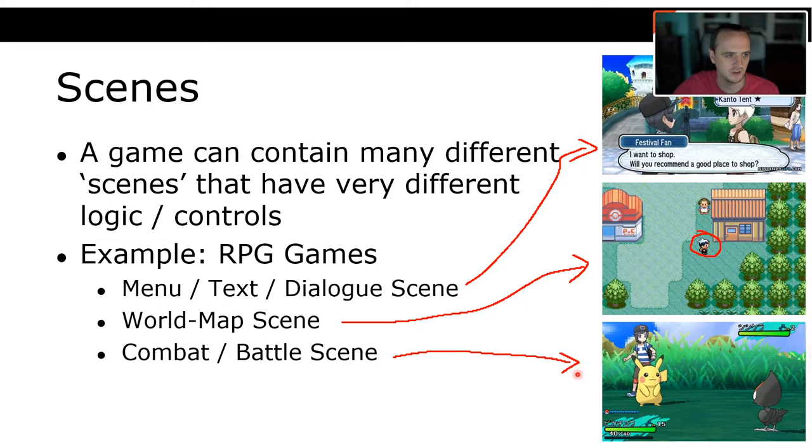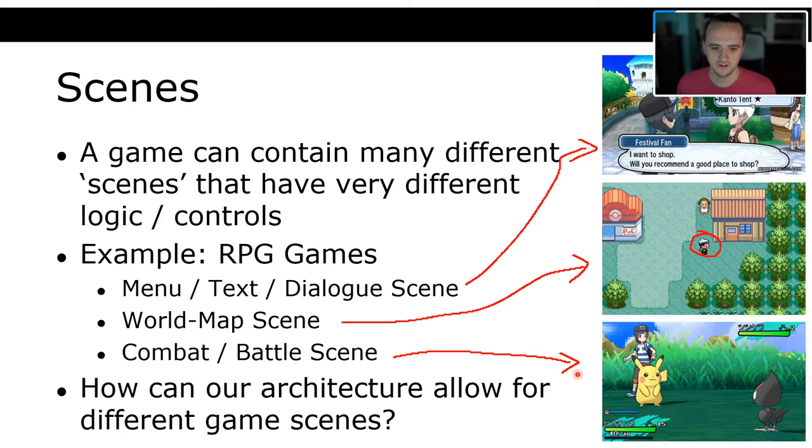So you can see how each of these is going to probably have different systems, right? They're going to have different entities. They're going to have different things relating to them. And so how can we change our game engine architecture to allow for different game scenes?